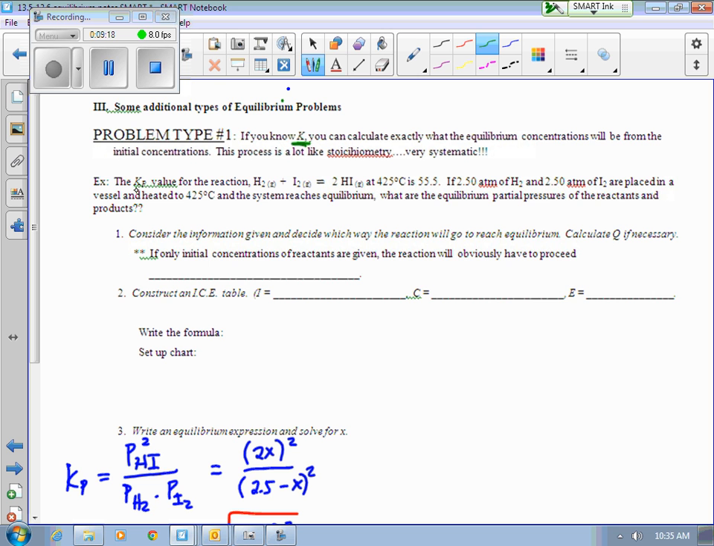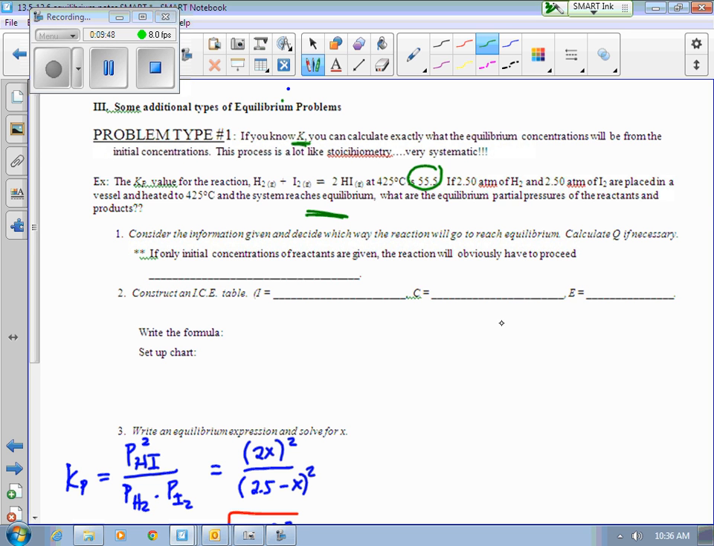So let's say the Kp value for this reaction is 55.5. If you start with this much H2, this much I2, and they're all placed in some kind of vessel and heated to 425 degrees, the system reaches equilibrium. What are the equilibrium partial pressures of the reactants and products? First thing you got to think about: what is this system going to do to reach equilibrium? Is it going to shift in the forward direction or the backward direction?